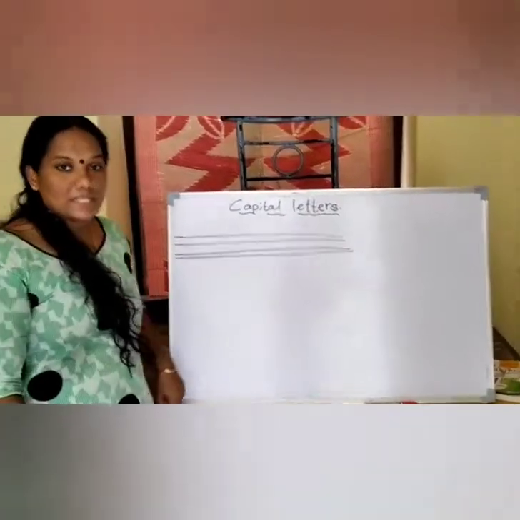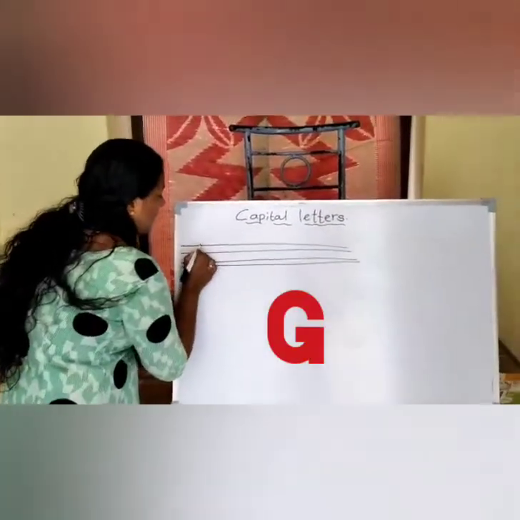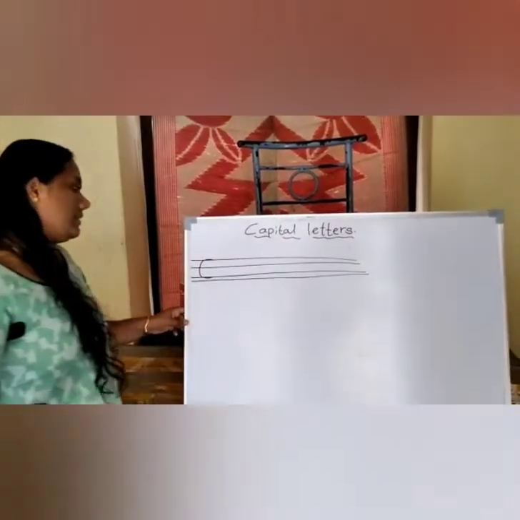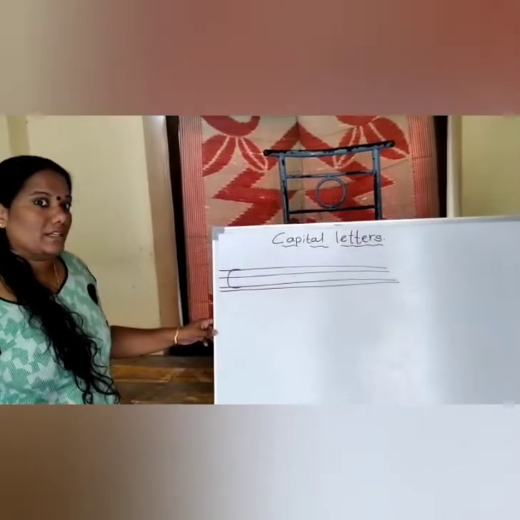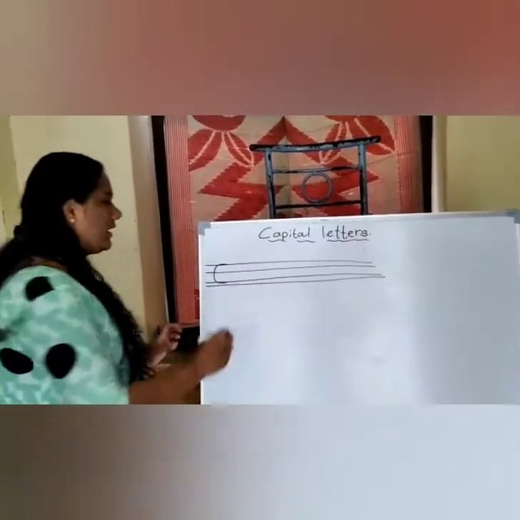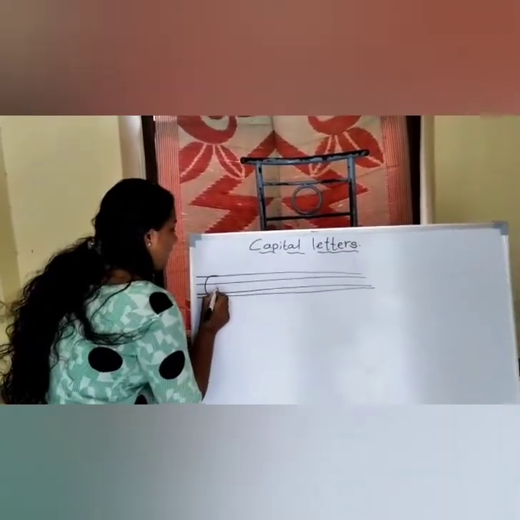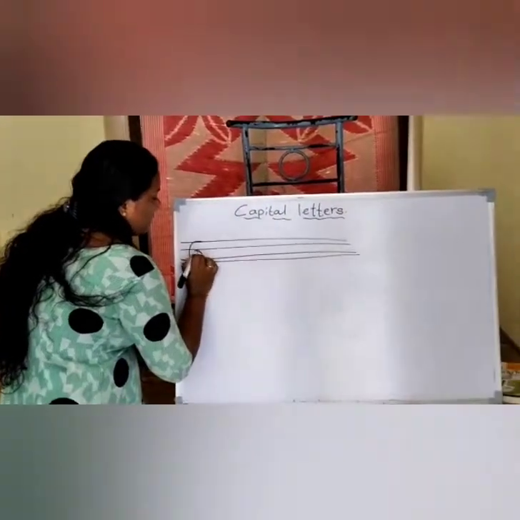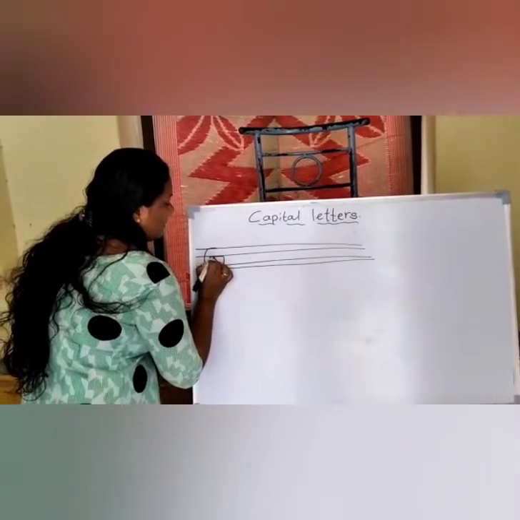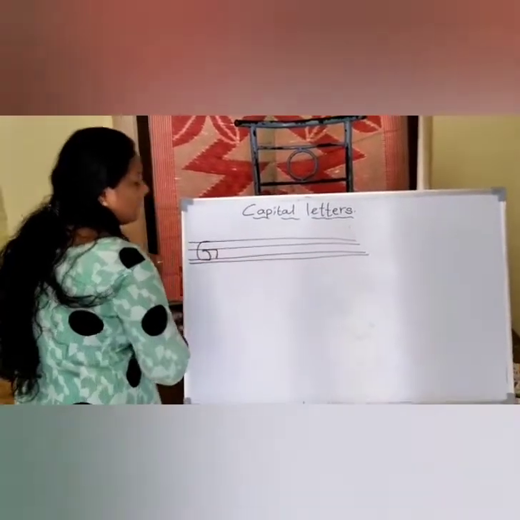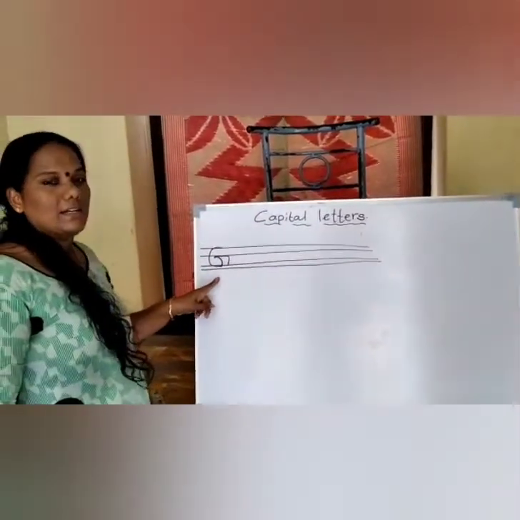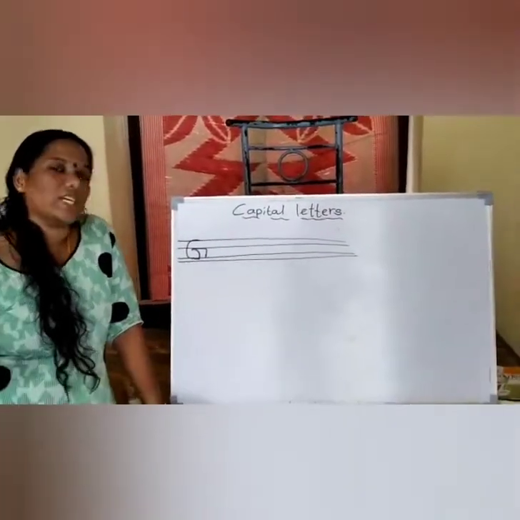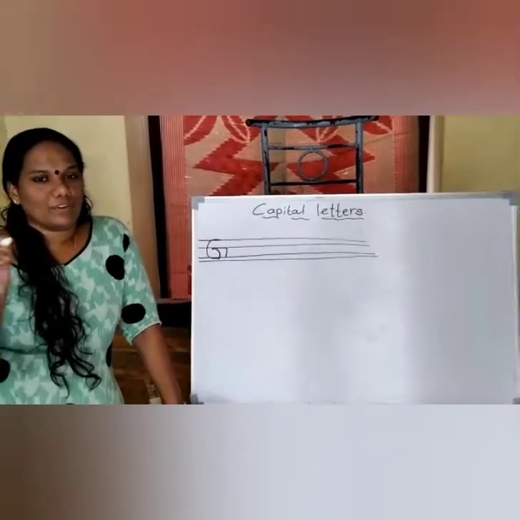Next letter is capital letter G. Look here. From up to the middle line, a big curve you have to put. Okay. From here to up, like this, one small curve. Then after that, down, we put one line down. So what is the letter? This is a little difficult. G is a little difficult to write.